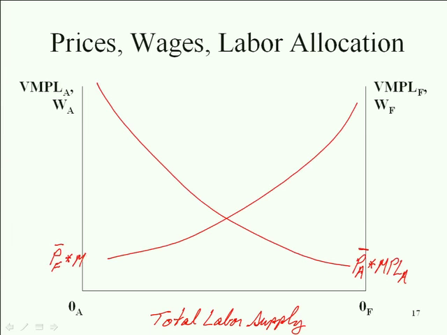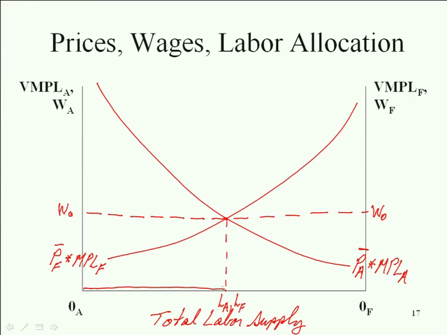Notice that we have a given price for food and a given price for automobiles. The equilibrium allocation of labor will end up being where the wage rate is equal in both industries, so there's no incentive for workers to migrate from one industry to the other. So we get OA, LA workers in the auto industry and OF, LF workers in the food industry.